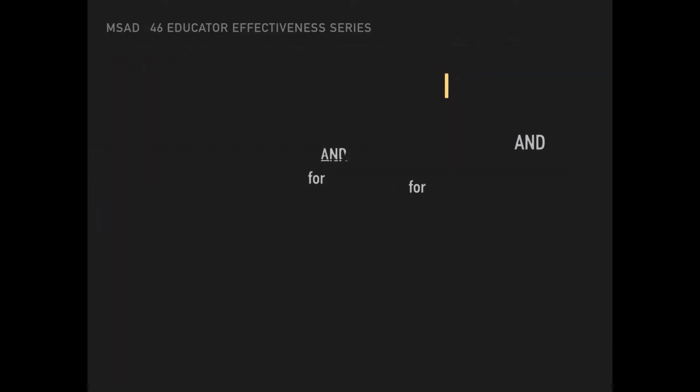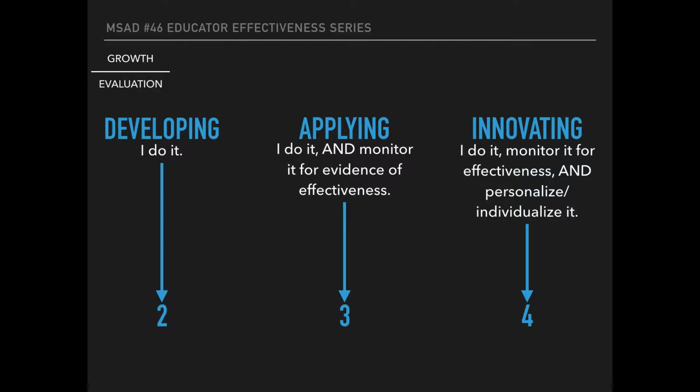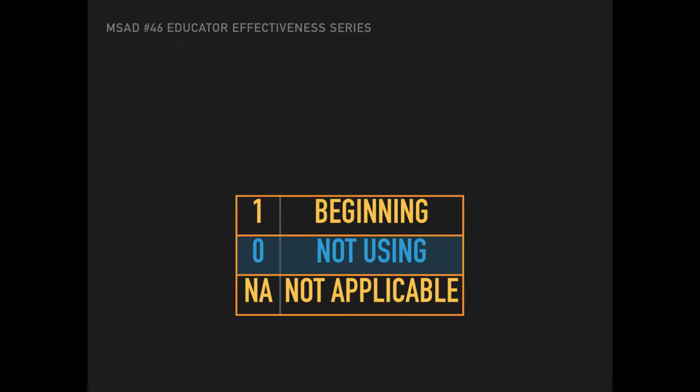So to put it really simply, thinking that this system is more focused on growth rather than evaluation. A 2 is I do it. No judgment. I do it. A 3 is I do it and I monitor for effectiveness, for evidence of effectiveness. And a 4 is I do it, monitor for effectiveness, and I personalize or individualize it. That's a 4. So as you are going through your self-assessment, think about the scale in those particular simplistic, broken down terms. Now, I am going to do a quick run through of the other 3 areas of the scale.